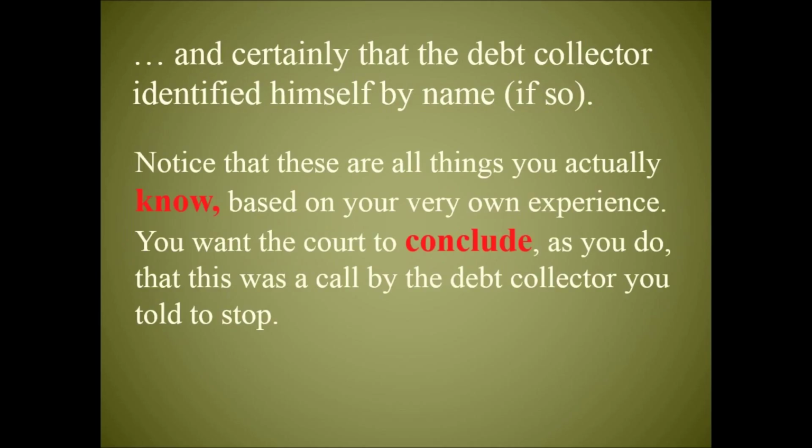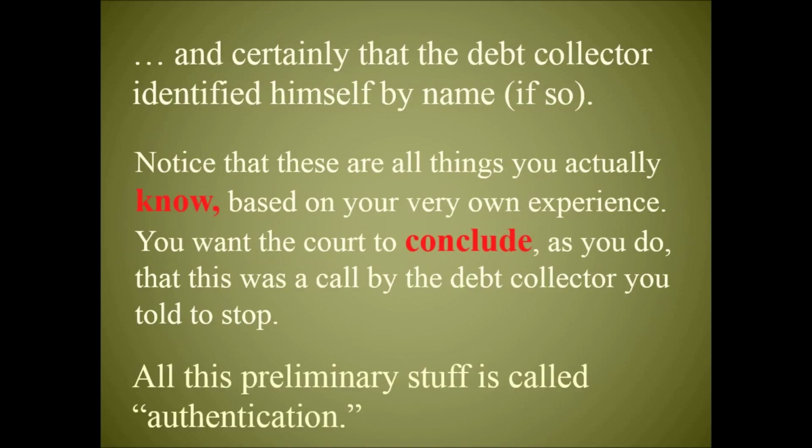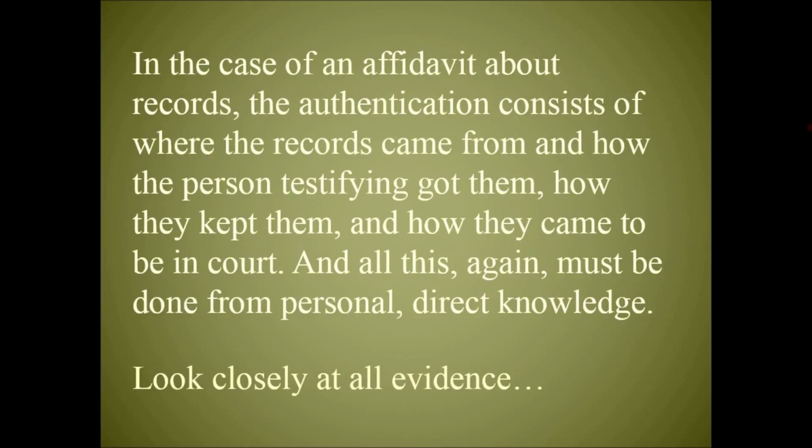Notice that these are all things, as I said above, that you actually know based on your very own experience. You want the court to conclude, as you do, that this was a call by the debt collector that you told to stop. All this preliminary stuff that's based on your knowledge is called authentication. In the case of an affidavit about records, the authentication consists of where the records came from and how the person testifying got them, how they kept them, how they came to be in court, all that sort of stuff, again, about the legitimacy of the records.